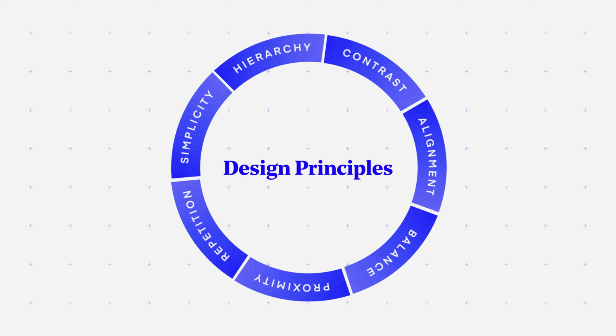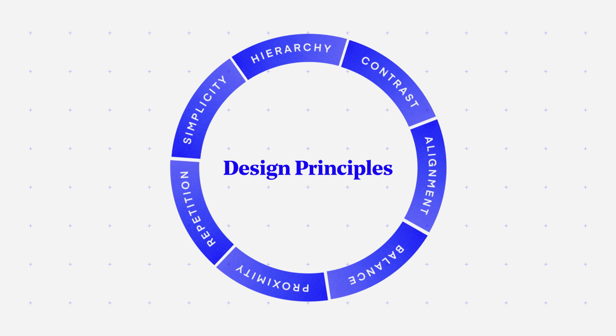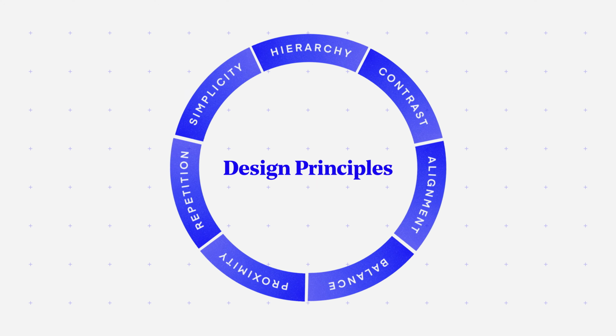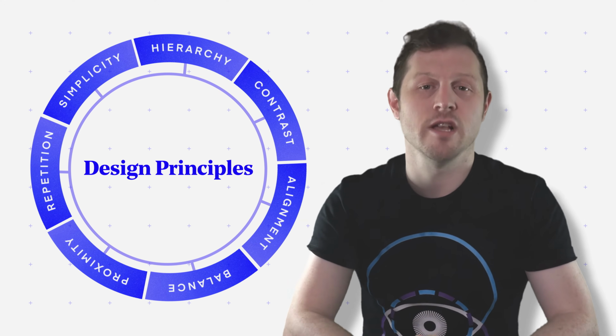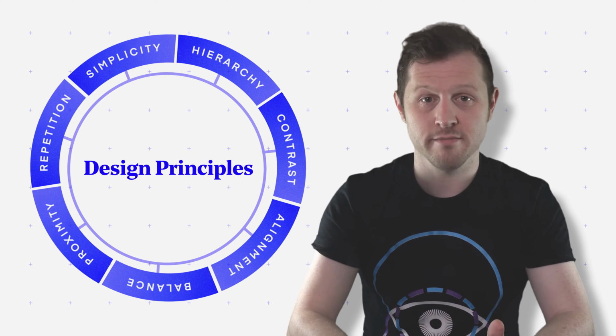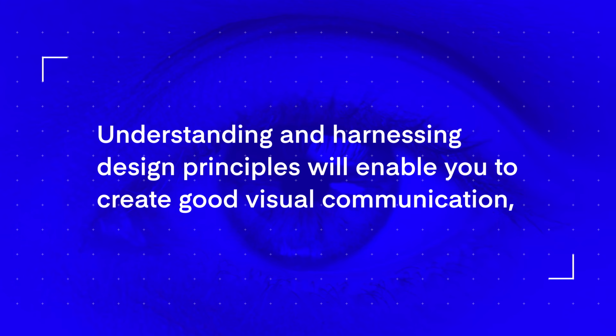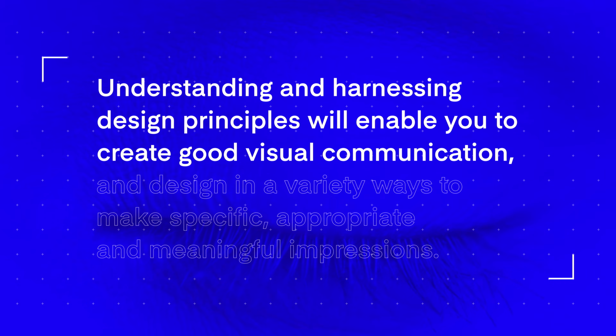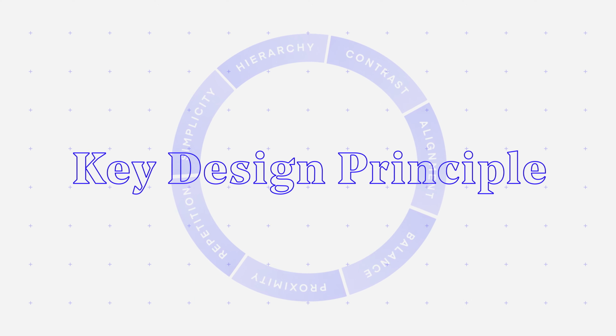In graphic design, there are principles of design that can be considered, which we can keep in mind in order to develop and create successful design. These principles all have a relationship between each other and appear in every well-designed piece of work you see. Understanding and harnessing design principles will enable you to create good visual communication and design in a variety of ways to make specific, appropriate, and meaningful impressions. This is what typically separates good design from bad design, and one of the key principles we should consider when designing is visual hierarchy.